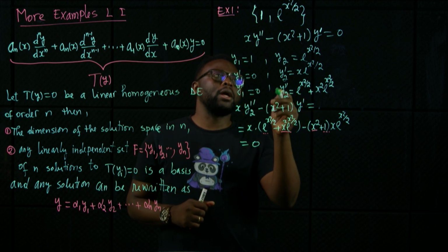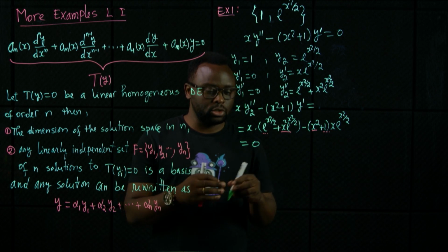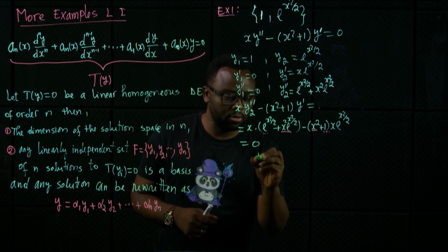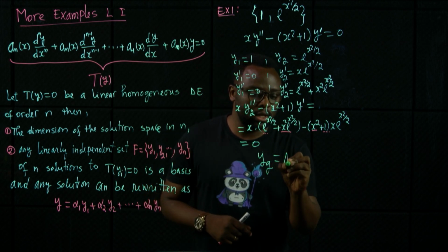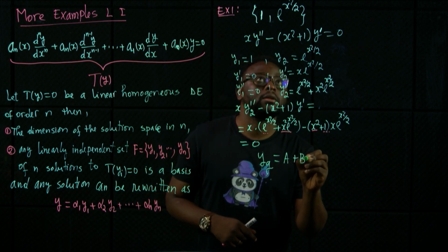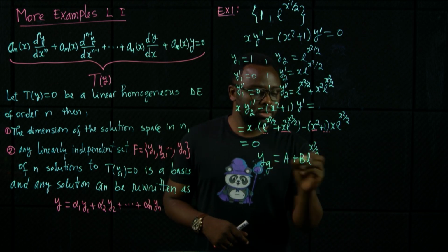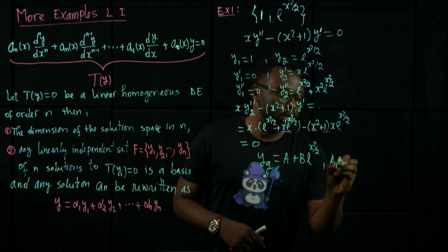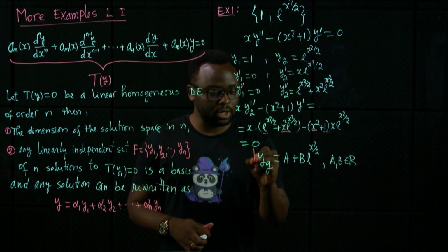Then y1 and y2 are solutions to this differential equation. So the general solution here, if you write y general, is a plus b times e to the power x squared over 2, with a and b in R. Okay, so this is the general solution.